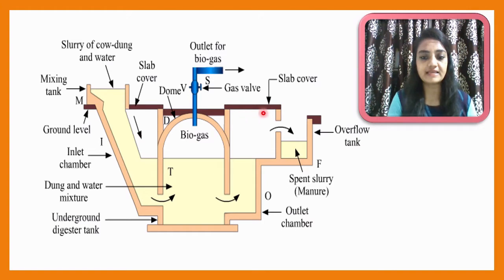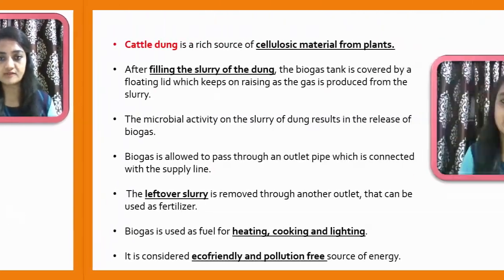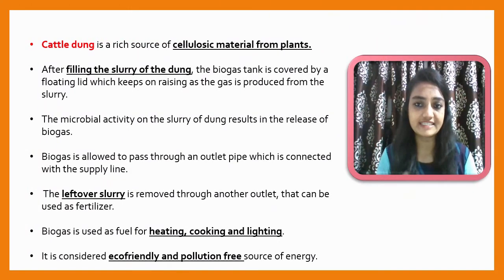Okay, this is the settlement, and here you can see one structure. This is the floating lid or floating cover. As biogas is produced, it will rise, and that is an indication that biogas is now formed. And from there you can see one gas valve and one pipeline, using which we can get the biogas and use it as a gas. This is a gas valve, so we can regulate that outlet.